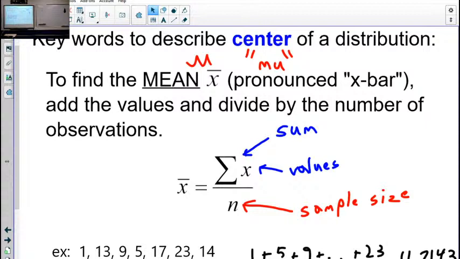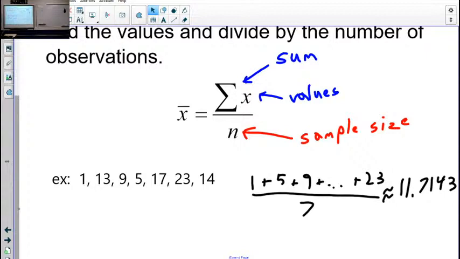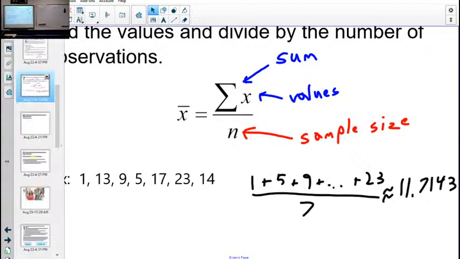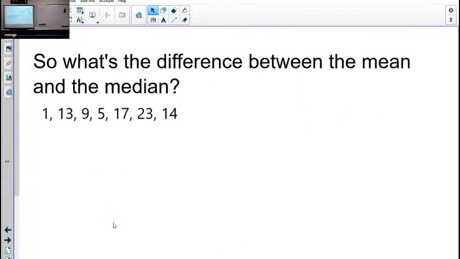You won't be asked to interpret all these fancy symbols, but I just don't want you to have it completely mystify you if you see it on the formula sheet. Add them all up, divide by how many there are. Let's talk about the mean versus the median.